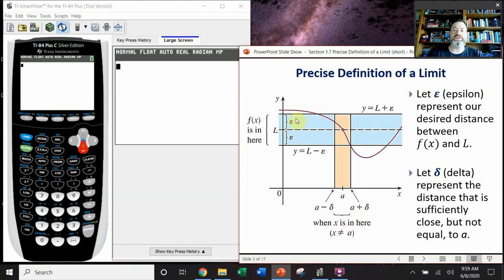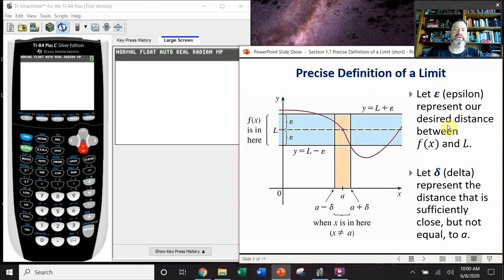So just a couple terminology issues we have to look at here. So this is called epsilon. It's a Greek epsilon. It's kind of like a fancy Greek letter, actually. And then here's lowercase delta.